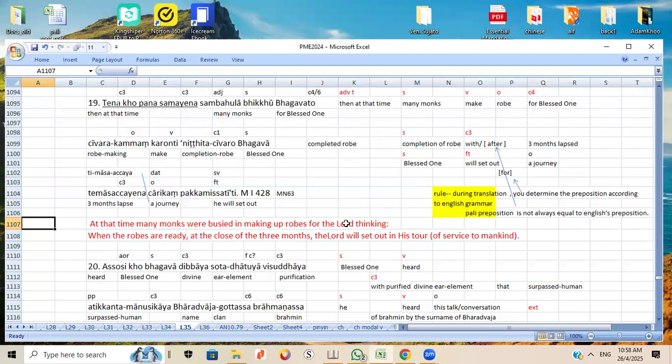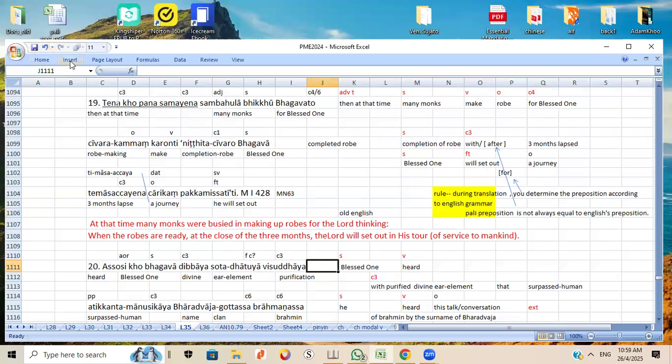So this is pure old English. This is an old English type of translation. So this translator must be even older than that, must be a British. So you see the wording here: "when the robes are ready, at the close of three months." You don't use "after three months lapse", you say "at the close of three months". This and this are more or less the same. This is a revert of this into this. Okay. See, this is a revert.